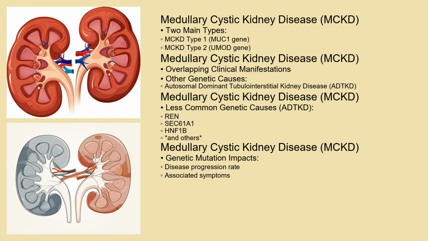While there are two main types, MCKD type 1 and MCKD type 2, based on the gene involved, MUC1 and UMOD respectively, the clinical manifestations are often overlapping. There are other less common genetic causes of MCKD-like conditions, sometimes referred to as autosomal dominant tubulointerstitial kidney disease or ADTKD, linked to mutations in genes like REN, COL4A1, and HNF1B among others. The specific genetic mutation can influence the rate of disease progression and associated symptoms.